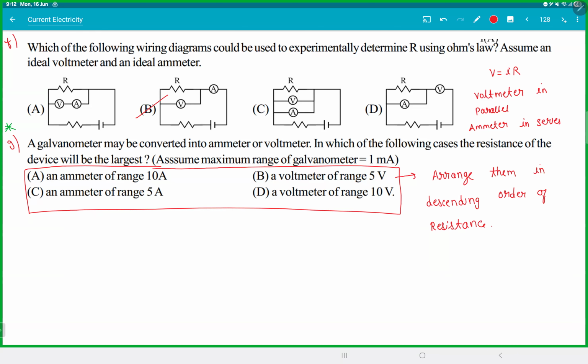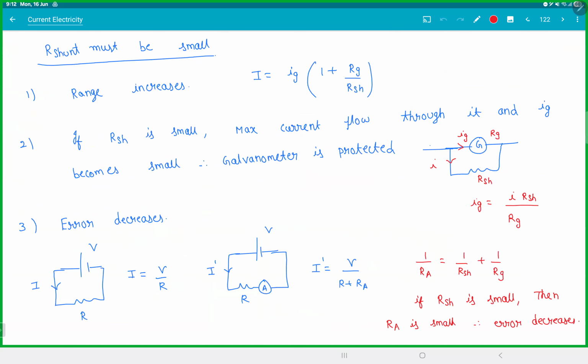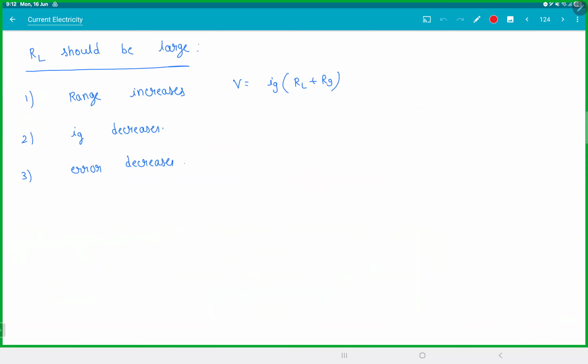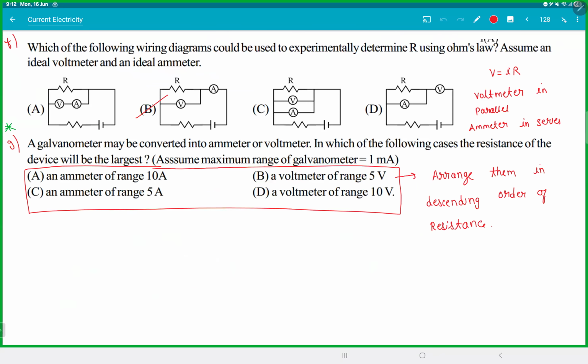Now, before jumping into more technicalities, just ask yourself this question. If it is a fight between ammeter and voltmeter, who will have more resistance? Between an ammeter and a voltmeter, who should have more resistance? For an ammeter, the resistance must be small. For a voltmeter, resistance must be large because it is in parallel. So if it is a comparison between voltmeter and ammeter, voltmeter is the largest. Fair enough? Now the question comes, between the two voltmeters, how do you compare?